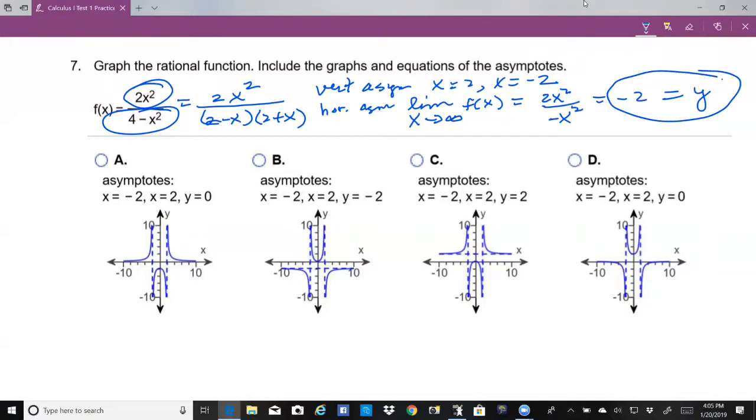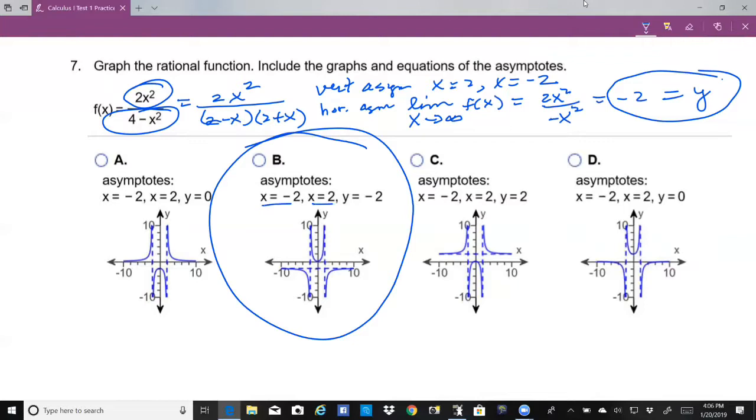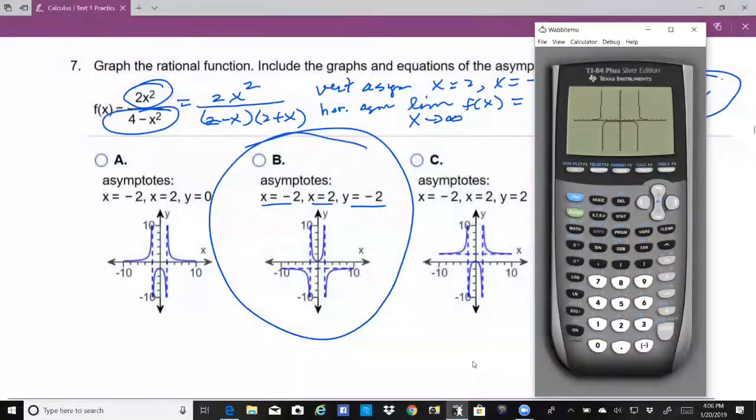Notice in this case, if one of these answers is correct, you can go ahead and see it's going to be B, because it's got x equal minus 2, x equal plus 2 for the vertical asymptotes, and y equal minus 2 for the horizontal. But we're going to go ahead and graph this, because I would say that everybody needs to look at things from different ways and make sure and check your work.